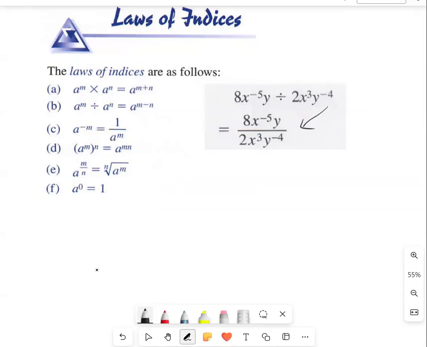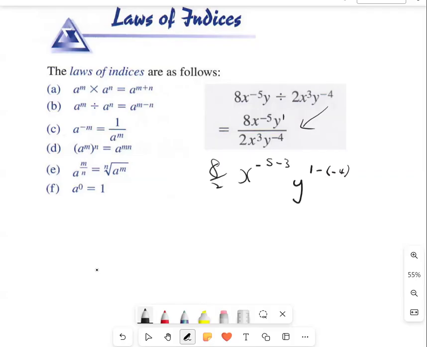So what do we do? We subtract indices, right? 8 divided by 2, you get 4. Then x to the minus 5 minus this 3, right? And you're dividing y to the, what's that? 1 minus 4, right? But there's a 1 there. Remember, you're subtracting the indices. So 1 minus, but under there is not 4, it's minus 4.